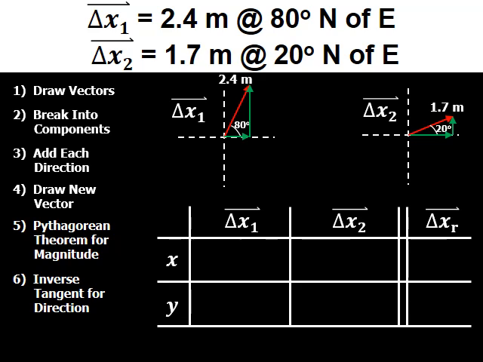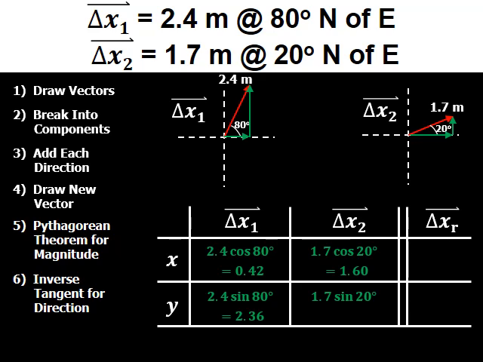The x component for the first vector is going to be 2.4 cosine of 80 degrees, and you can see that's adjacent to it. That's going to be equal to 0.42. If the x component is cosine, the y component is automatically going to be sine. 2.4 sine of 80 degrees, and we punch that in our calculator to get 2.36. For the second vector, the x component is adjacent, so it's going to be cosine. 1.7 cosine of 20 degrees gives us 1.6. And then our y direction is going to be sine, because the x direction was cosine, and because it was opposite the 20 degrees. And we get an answer of 0.58.